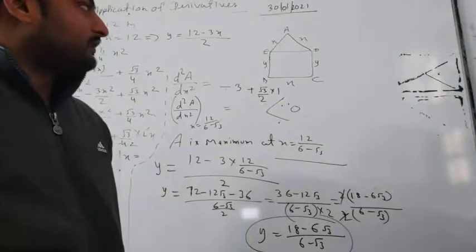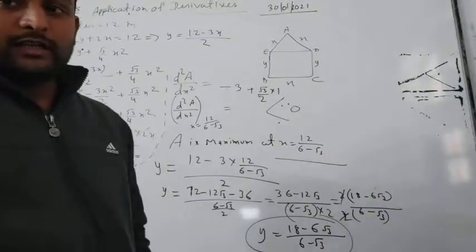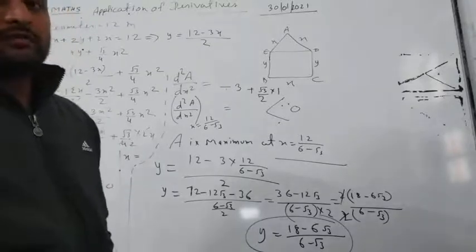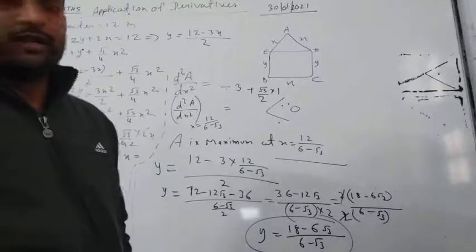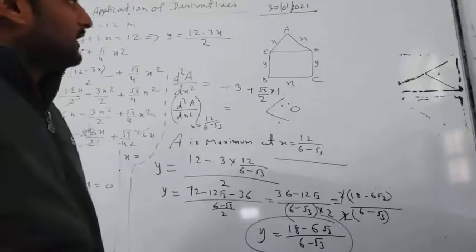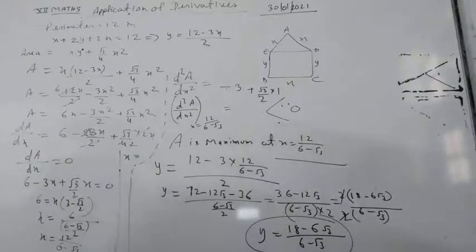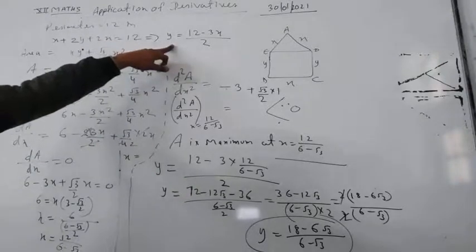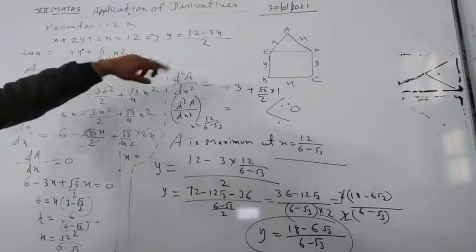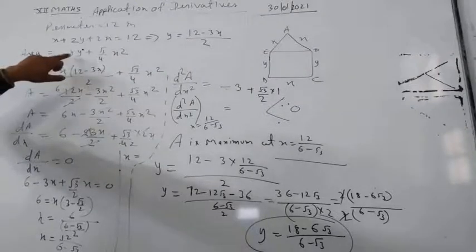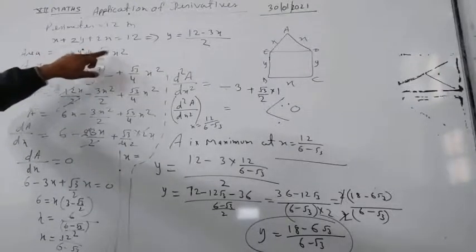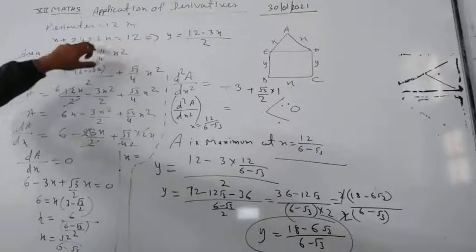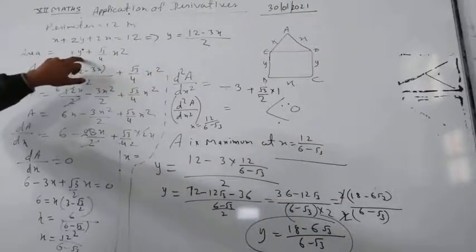So we have taken the length and breadth of the rectangle as x and y, and it is surmounted by an equilateral triangle of side x. So students, our perimeter is given as 12. Now we can use x + 2y + 2x = 12, and from here we can find the value of y, which is (12 - 3x)/2. So our area will be x into y plus √3/4 x². This is the area of the equilateral triangle, and this is the area of the rectangle.